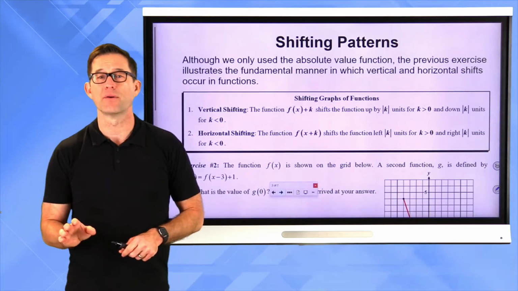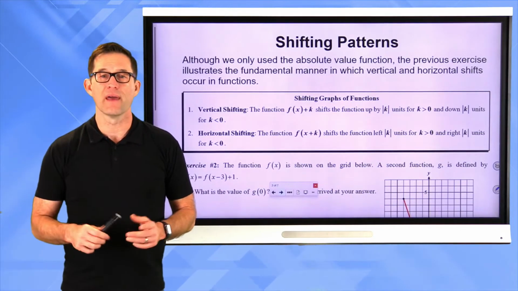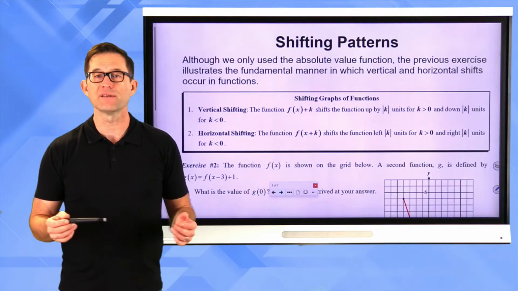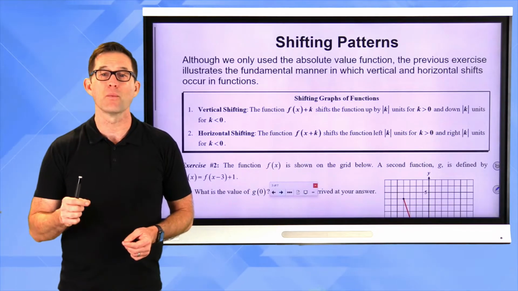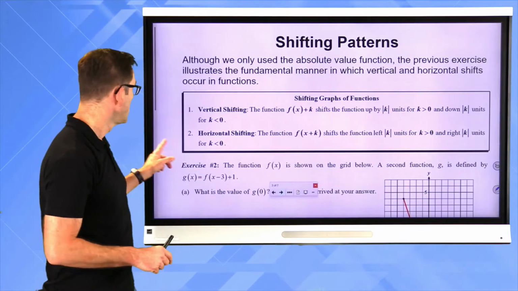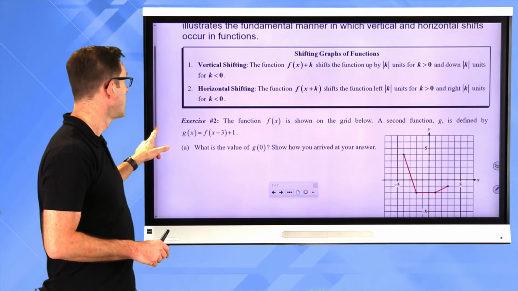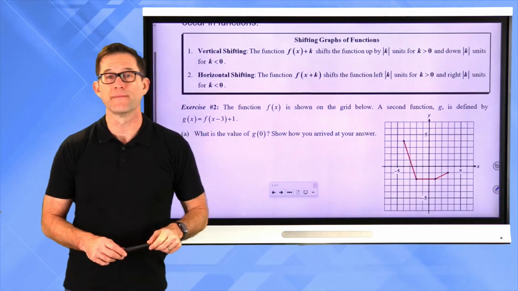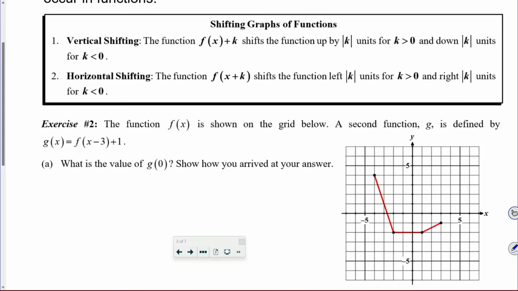All right, shifting patterns. Although we only use the absolute value function, the previous exercise illustrates the fundamental manner in which all vertical and horizontal shifts occur in functions. Let's take a look at those. Shifting graphs of functions. First off, vertical shifting. The function f of x plus k shifts the function up by the absolute value of k units for k greater than 0 and down by the absolute value of k units for k less than 0.